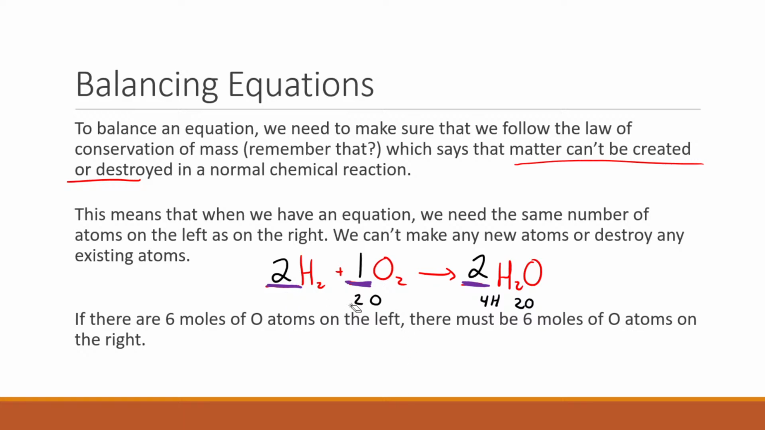As soon as we see any amount of any element, we know it needs to be the same on both sides, and we can mess with those numbers a little bit to make sure that that happens. Let's look at another example and take it a little bit more slowly, a little bit more step by step.